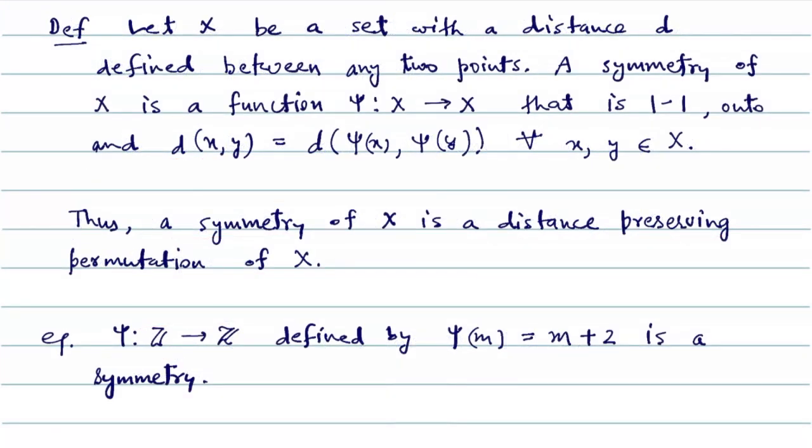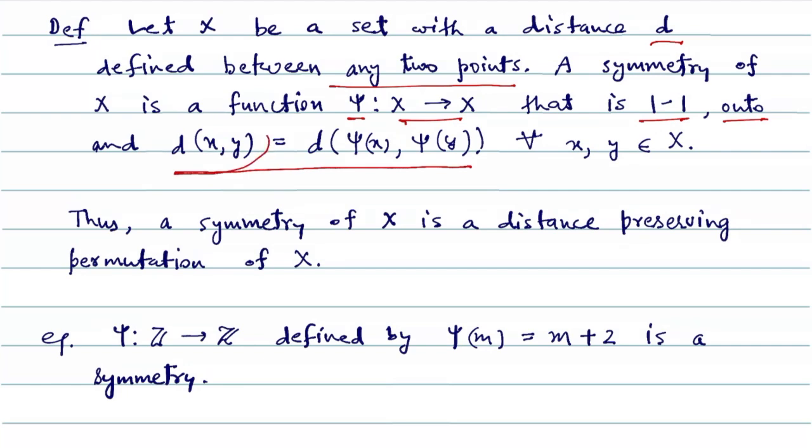Next we define symmetry on a set X. So let X be a set with a distance d defined between any 2 points of X. A symmetry of X is a function psi from X to X that is 1-1 and onto, and it preserves the distance between the points. That means the distance between x and y is the same as the distance between their images, that is, the distance between psi of x and psi of y. So in a way we can say that a symmetry is just a permutation which preserves the distance also.